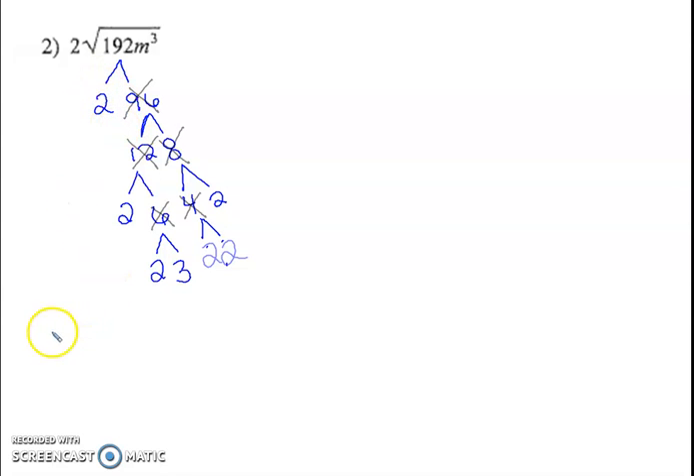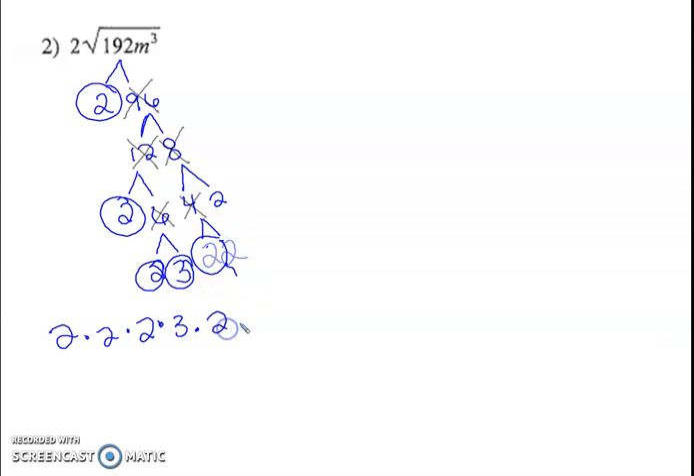So I've got a 2, another 2, another 2, a 3, a 2, another 2, and another 2. All of those multiplied together. So 2 times 2 times 2 times 3 times 2 times 2 times 2 is going to give me 192. I got rid of everything that was not prime and I broke it down.